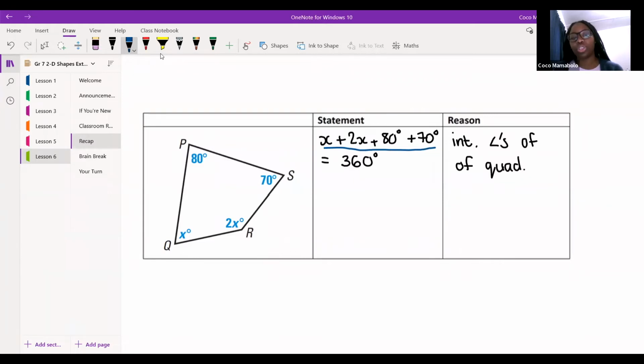Okay, Jody says Q and R, and you are 100%, my sweetie. You are not wrong at all. Angle Q, which is named X, and angle R, which is 2X, those two are like terms. They're just not equal angles. That's all. They are like terms.